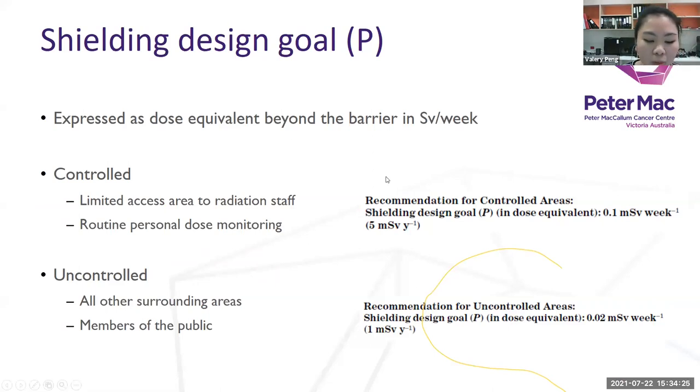So the shielding design goal is expressed in terms of dose equivalent, so in millisieverts, per week or per year. And the purpose of shielding is to achieve the specified design goal. And there are different limits for controlled and uncontrolled areas. Controlled areas being areas that are restricted to staff and where everyone would also have their dose monitored, while the uncontrolled areas are free access to the public. And the limits are in terms of effective dose.